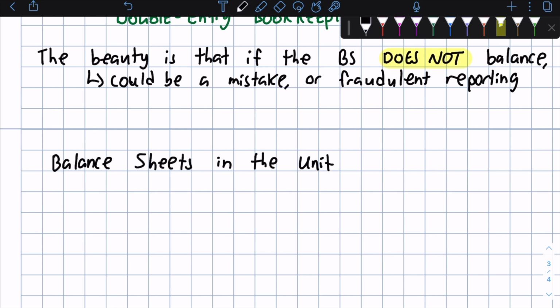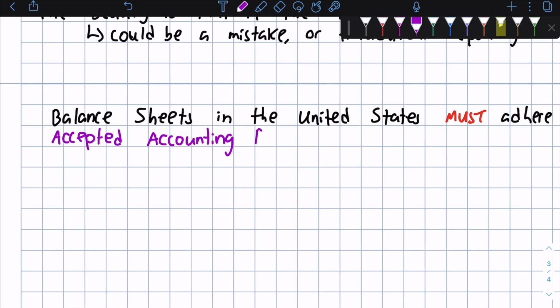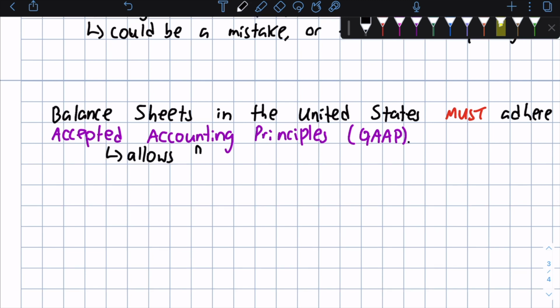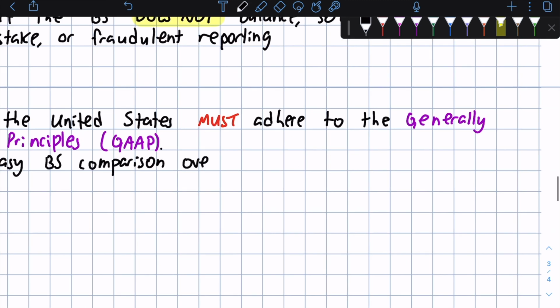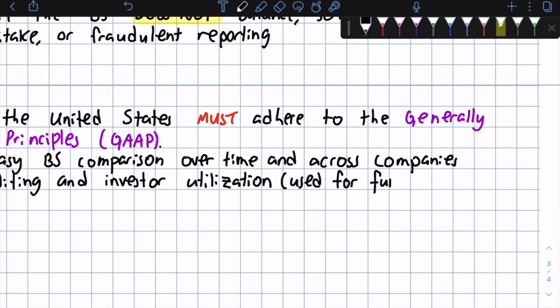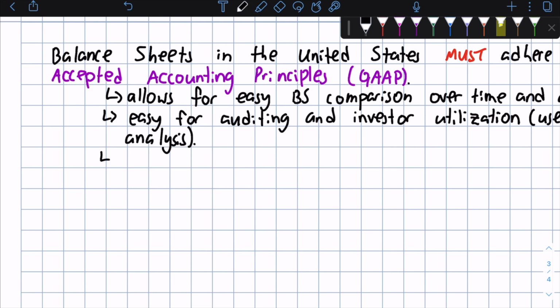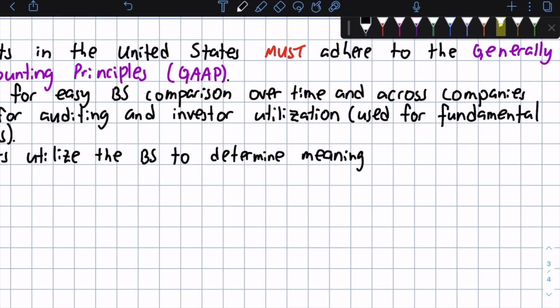Balance sheets in the United States must adhere to the generally accepted accounting principles, also called GAAP. This allows for easy balance sheet comparison over time and across companies. It's also very easy for auditing and investor utilization for fundamental analysis, which becomes very important. And investors also utilize the balance sheet to determine meaningful ratios that they can use for their analysis.